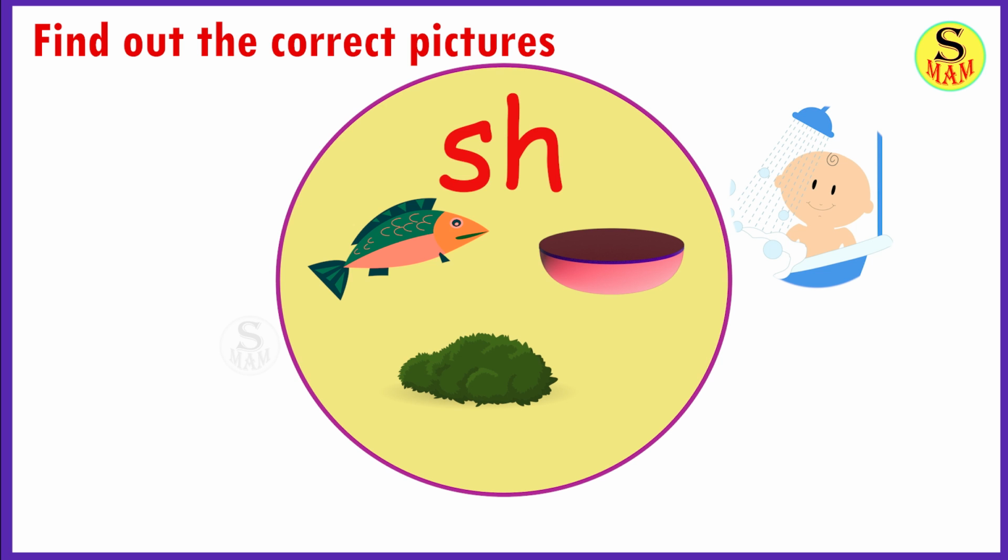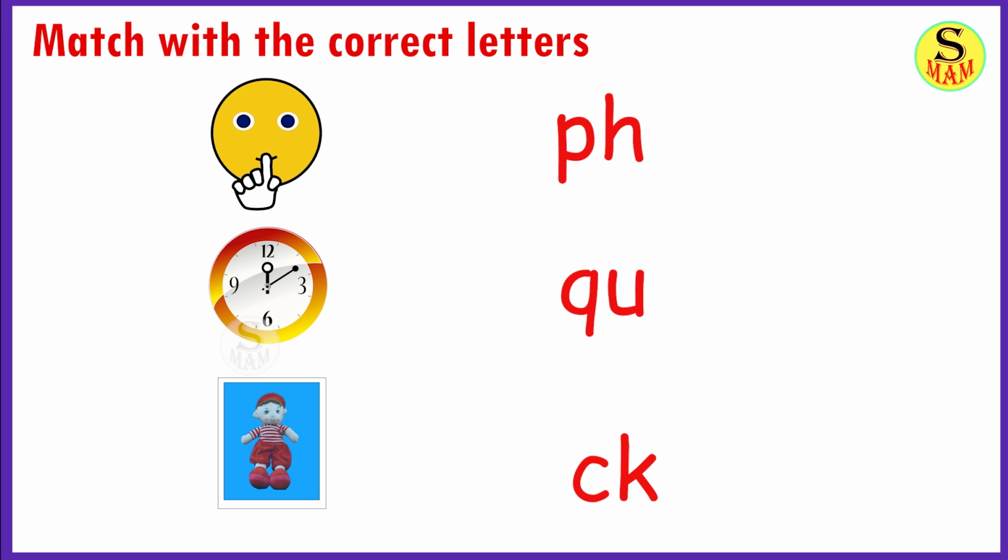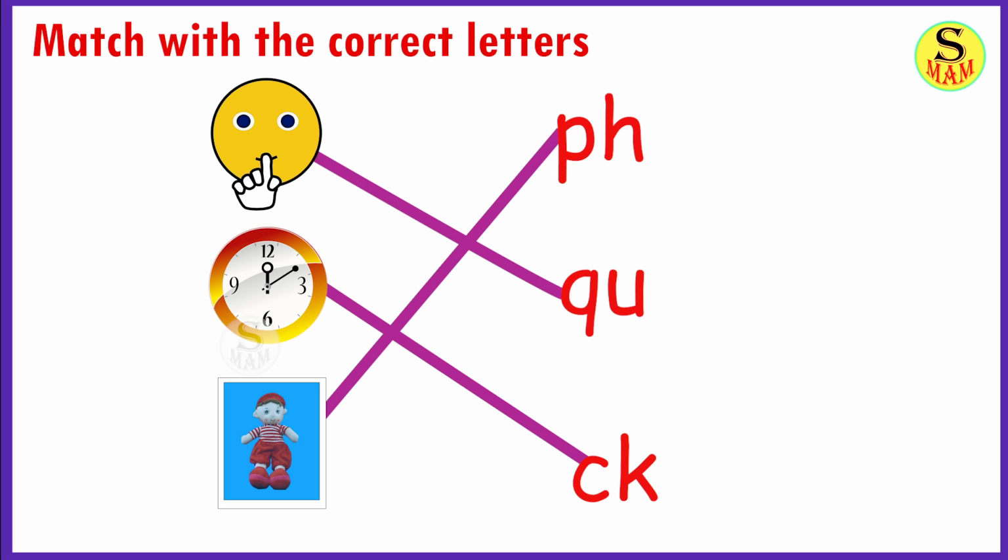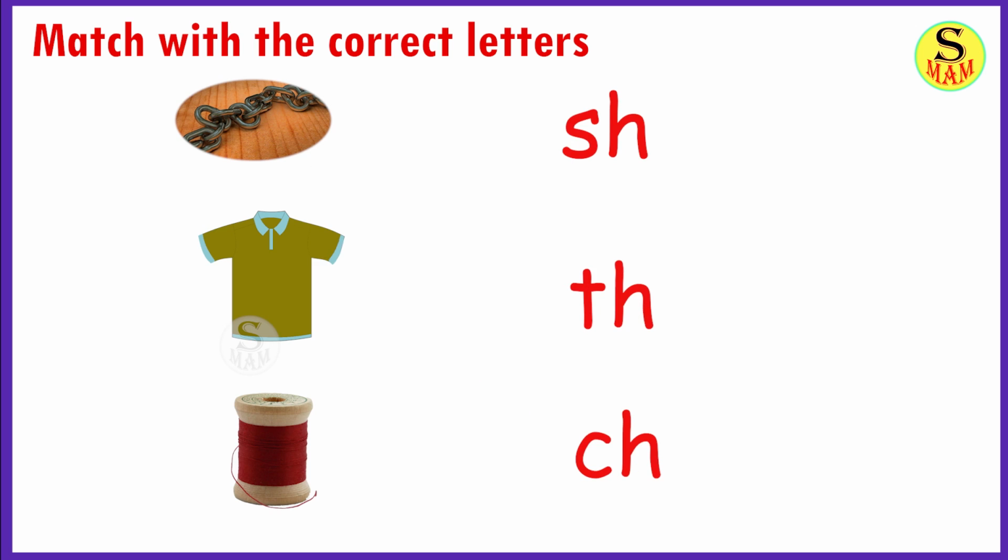Now next activity. Matching. Look at the picture and match it with the correct sound. Quiet. Quack sound. Q-U. Quiet. Next one. Clock. It ends with K sound. C-K. Clock. Next. Photo. P-H. Photo. Next. Chain.